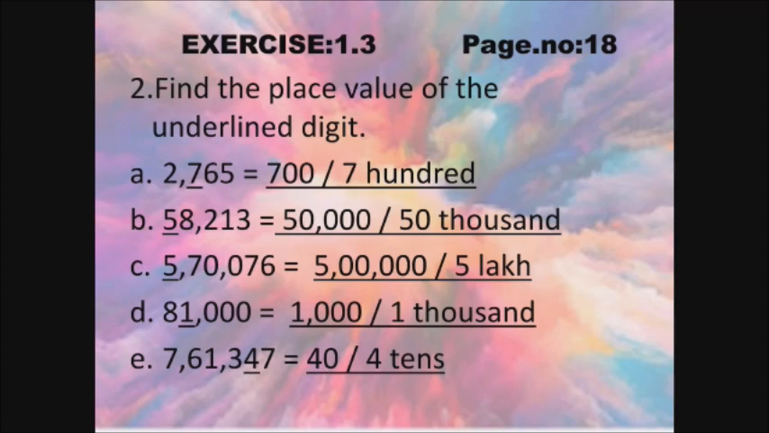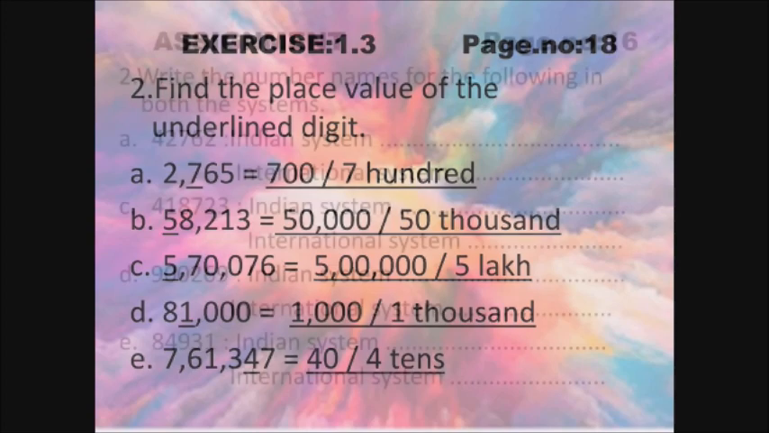Next, D sum. 81,000. Here 1 is underlined. So tell me the place value of 1. It is 1000. So I have written 1000 in numbers and in words. Next, E sum. 7,61,347. See the place value here. 4 is underlined. Place value of 4 is tens. So it is 40 or 4 tens. Have you understood, children? So copy down these answers in your textbook.